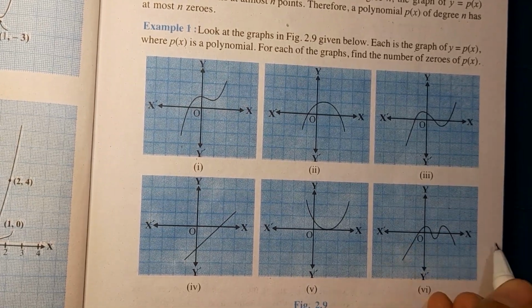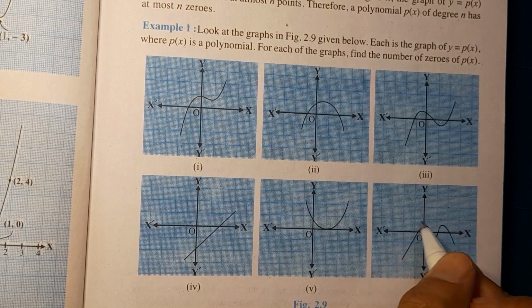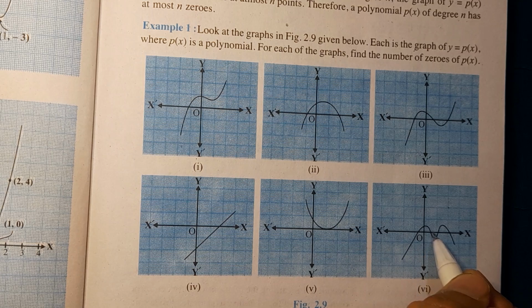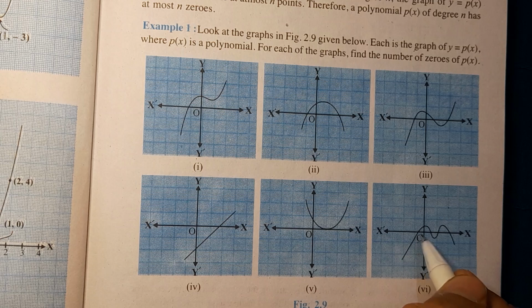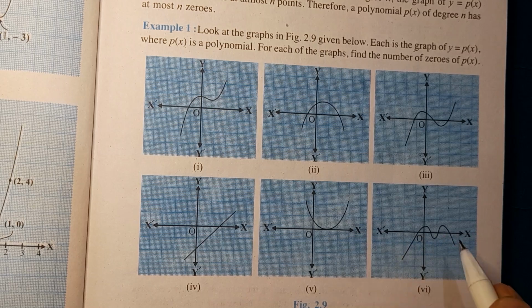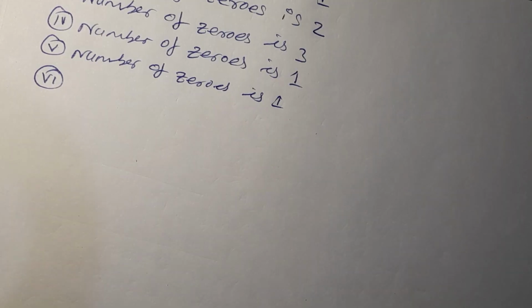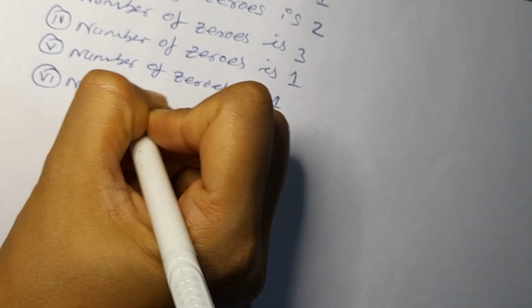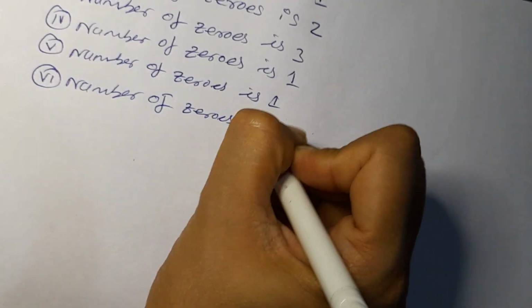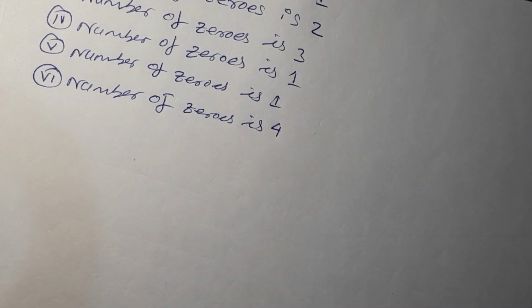Roman number 6. This is the graph, this is the x-axis, this is the y-axis, and this is the curve. At how many points does it cut? 1, 2, 3, 4. Only the x-axis counts. So the number of zeros will be 4. The number of zeros is 4.